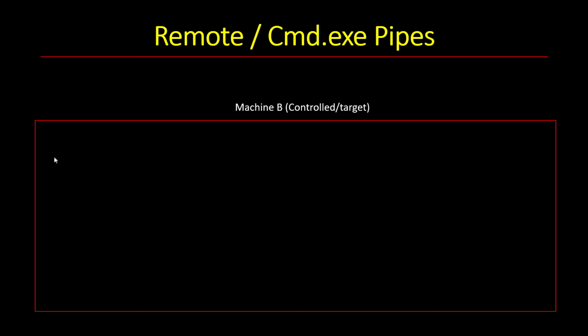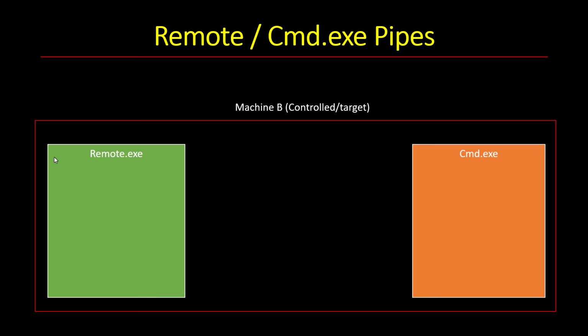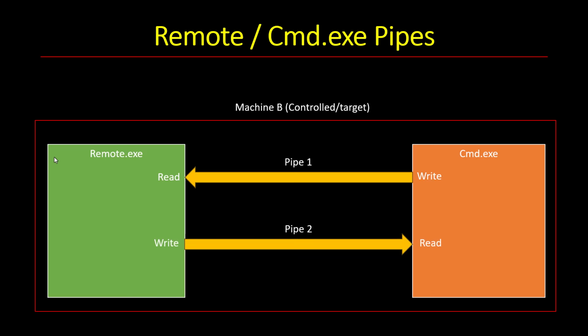I'm now focusing on the controlled or target machine. We have two processes there. We have CMD, of course, which is built in, and we have remote, the one that we're going to write. Remote is going to create two anonymous pipes that are going to control and be able to read and write information related to CMD. Anything that CMD writes is going to be read by remote, and anything we want to tell CMD, such as issuing commands, we're going to write through the other pipe. And hopefully CMD will do what we need. So we have this bidirectional communication between remote and CMD, and we need to make this work in this particular scheme.